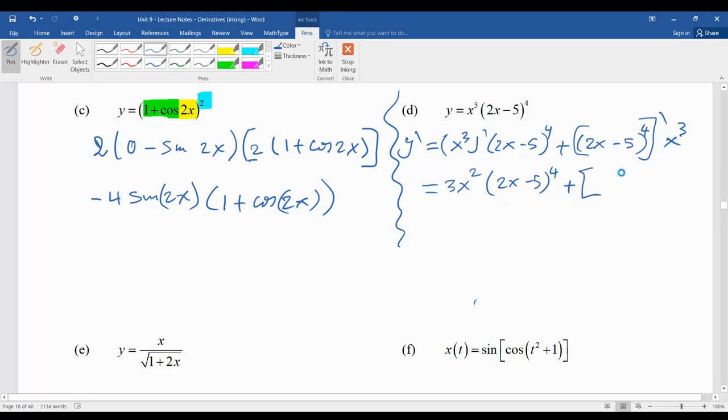Plus, now the derivative of 2x minus 5 to the fourth, well, we need to use the chain rule. The inner function is 2x minus 5. The outer one is the power fourth. So the derivative of 2x minus 5 is 2, and for the 4 you just use the power rule. So 4 times 2x minus 5 to the third, and then times x cubed.